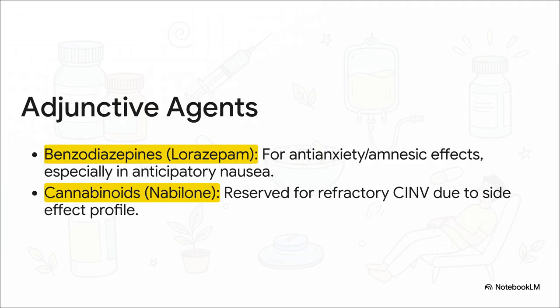So let's talk a bit more about those adjunctive agents, because they have very specific roles. Benzodiazepines like lorazepam are perfect for anticipatory nausea. Why? Because that type of nausea is a learned, anxiety-driven response, and the anti-anxiety and amnesic effects of lorazepam are perfect for that. Cannabinoids like nabilone, on the other hand, are really reserved for those tough, refractory cases after other options have failed, mainly because of their side effect profile.